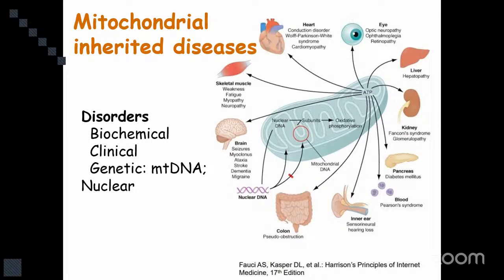So you can see the eye, the heart. For instance, take the heart. The heart is one of the very, very active organs. Remember that the cardiovascular system is the first organ system to develop during the process of development.